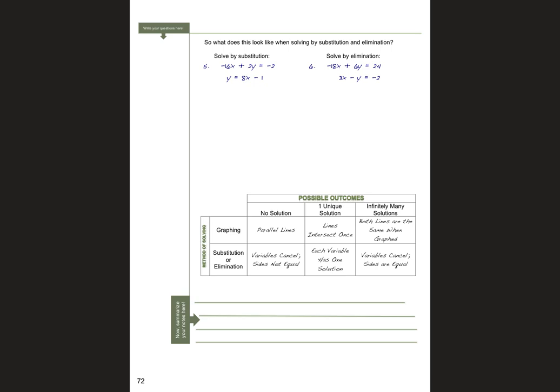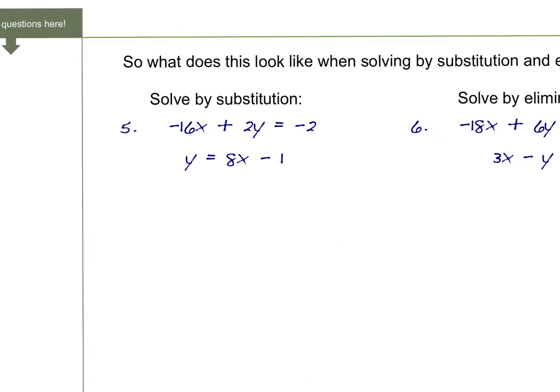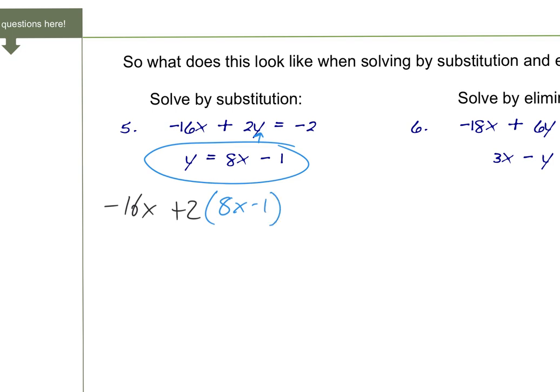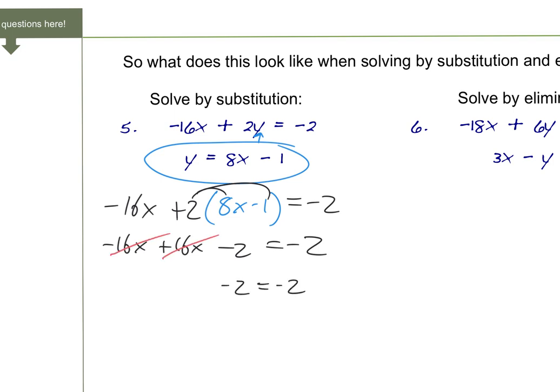All right, so for number 5, we're going to actually solve this one by substitution. And that's easy to do because the y is already solved, right? So I can just plug that in. So I got -16x plus 2, but instead of y, I'm going to put 8x minus 1 equals -2. All right, so I distribute this 2. I got -16x plus 16x minus 2 equals -2. -16x and +16x cancels out, and I'm left with just -2 equals -2.